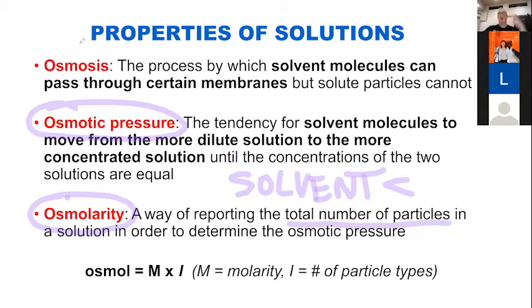Because all of them are solutes, and all of them will have a certain osmotic pressure. And so the osmolarity is equal to the molarity times all of the particle types. So we have to add all of them together to determine the osmolarity. Okay, and we got a question about osmolarity in the problem set tonight.